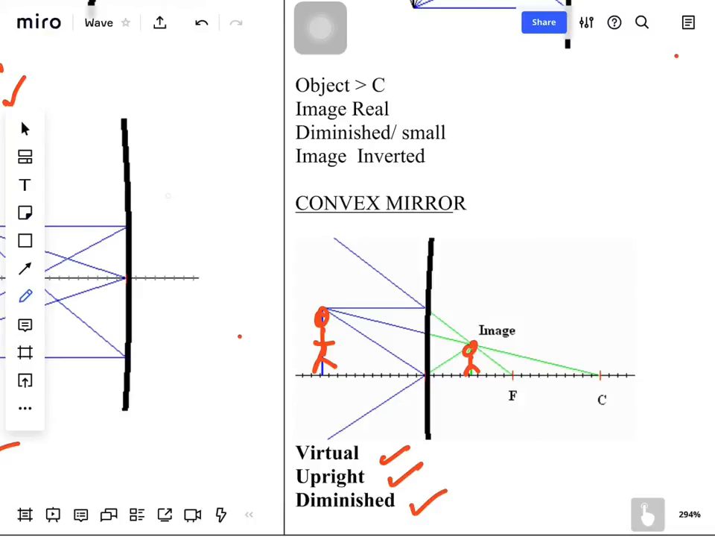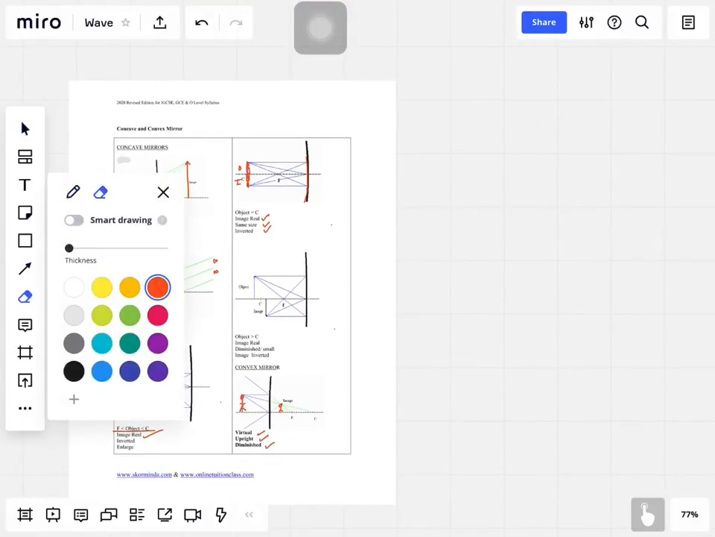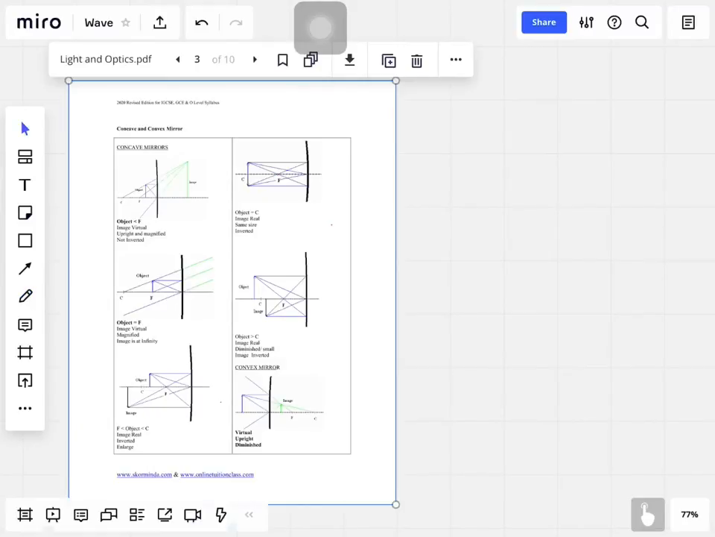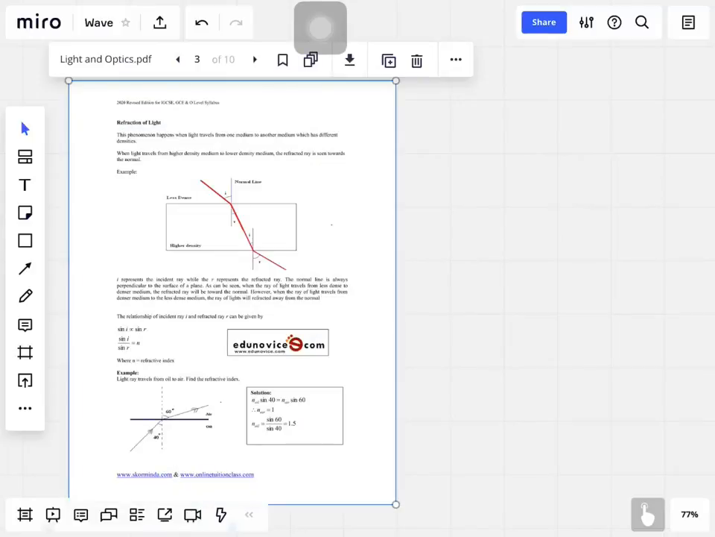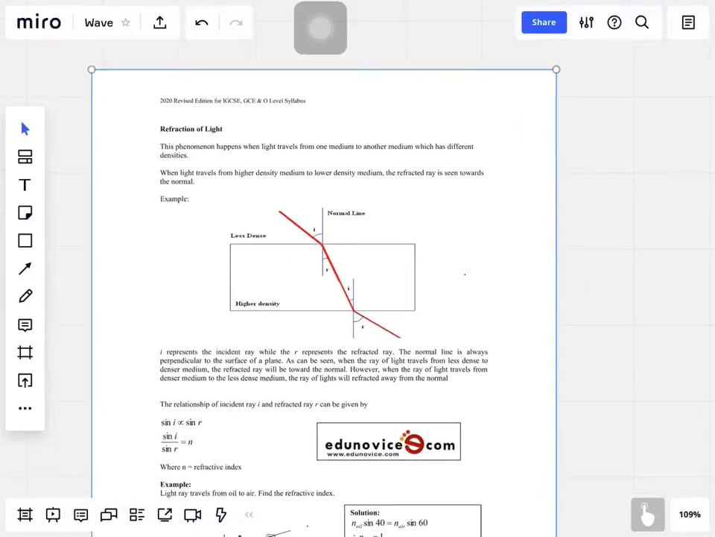Then let's look at the next page here. Let me erase a bit so that you can have a nicer, cleaner board. Let me give you a minute. It so happens that the mirror board doesn't have a function where you press one button and everything is deleted. That would be great. Okay, the next part is refraction, which we want to look at.